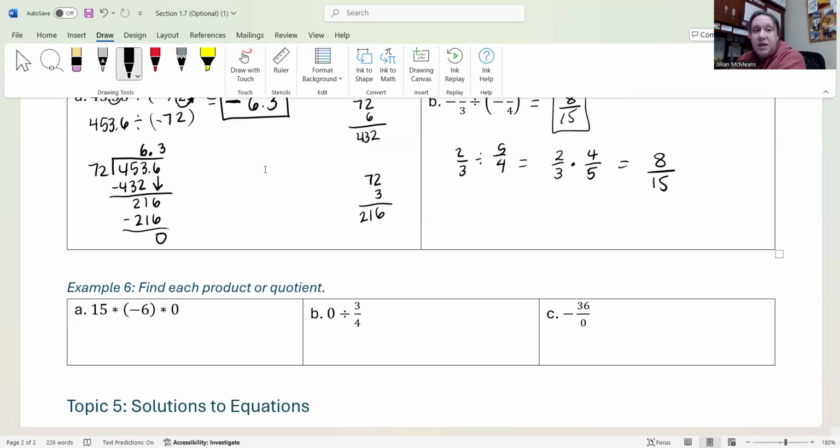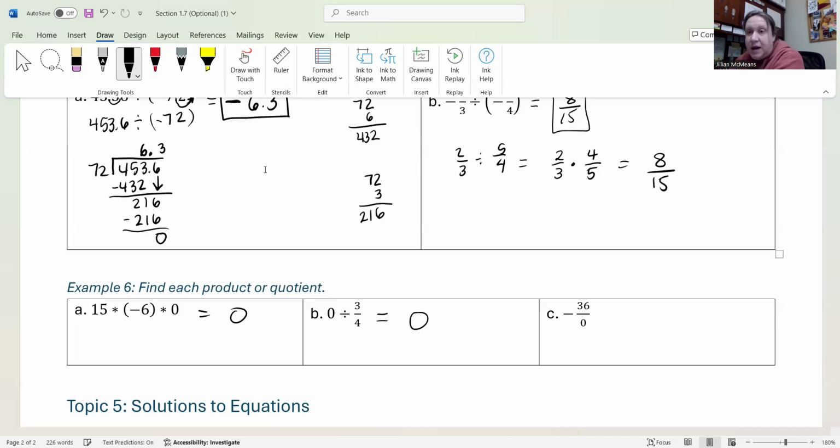So let's just pretend that we had -6 times 0. That's 0. 15 times 0 is 0. We don't have to do any work here because we have one 0 factor. The whole product is just 0. Now we have division, so we can practice that. I have 0 divided by a number. So that's the okay version. That tells me this is just 0.